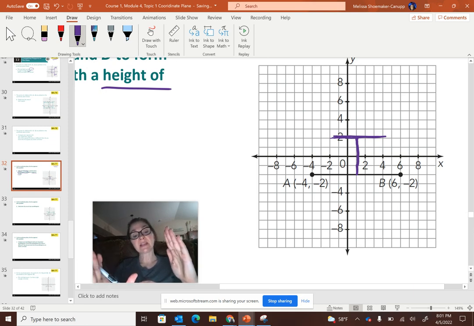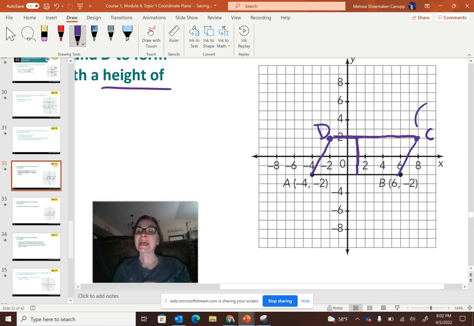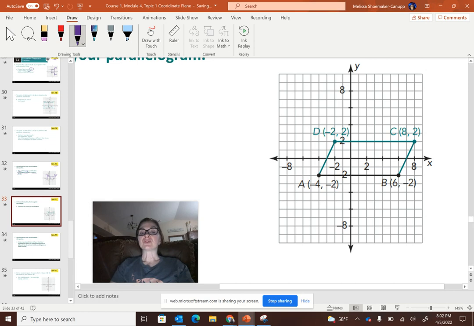Parallelograms have slanted sides, but they're equal. So I'm just going to pick and say 1, 2, and then I'm going to move over 2. But I have to keep this same pattern here. Up, over 2. Okay, then I connect. Looks like a pretty good parallelogram. Now I just have to say A, B, C, D, and plot the points. Okay, so this one is at 8, 2, and this one is at -2, 2. Okay. Let's see if there's another one you guys can try on your own.